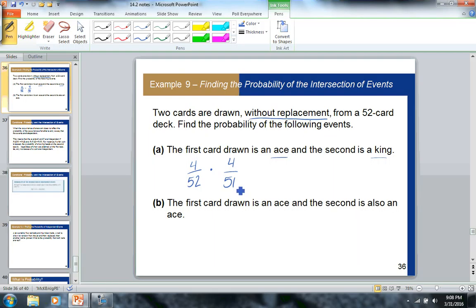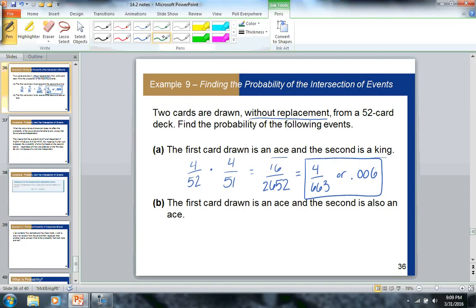Now when we multiply across, we'll get 16 over 2,652. And we can reduce that down to 4 over 663, or you could write it as a decimal, 0.006. So a very small chance of that happening where you draw an ace and then a king.